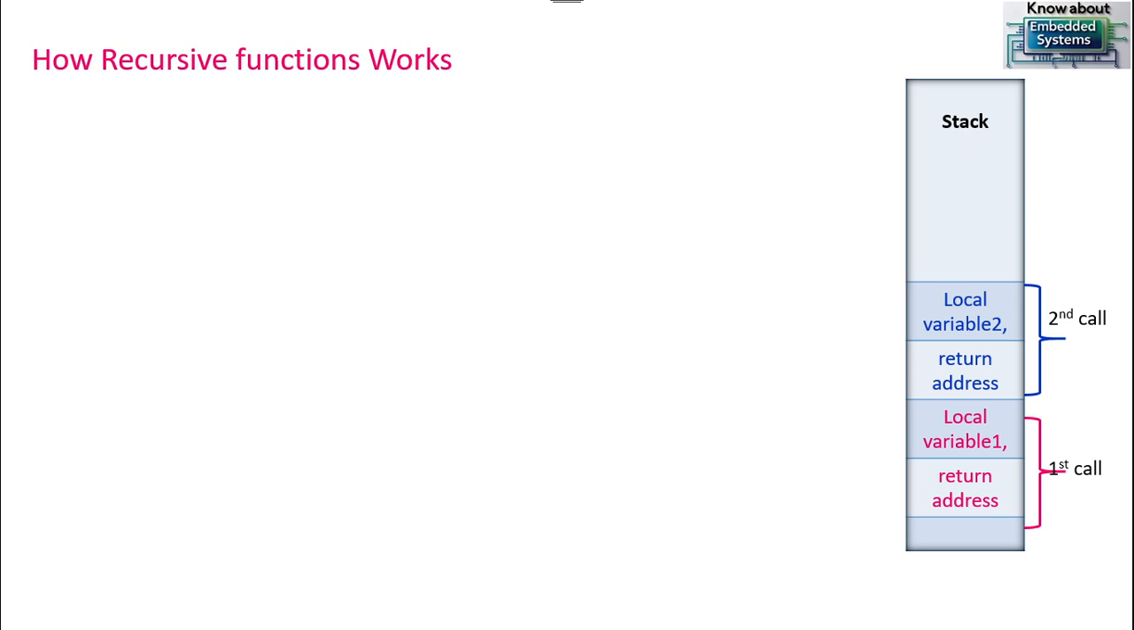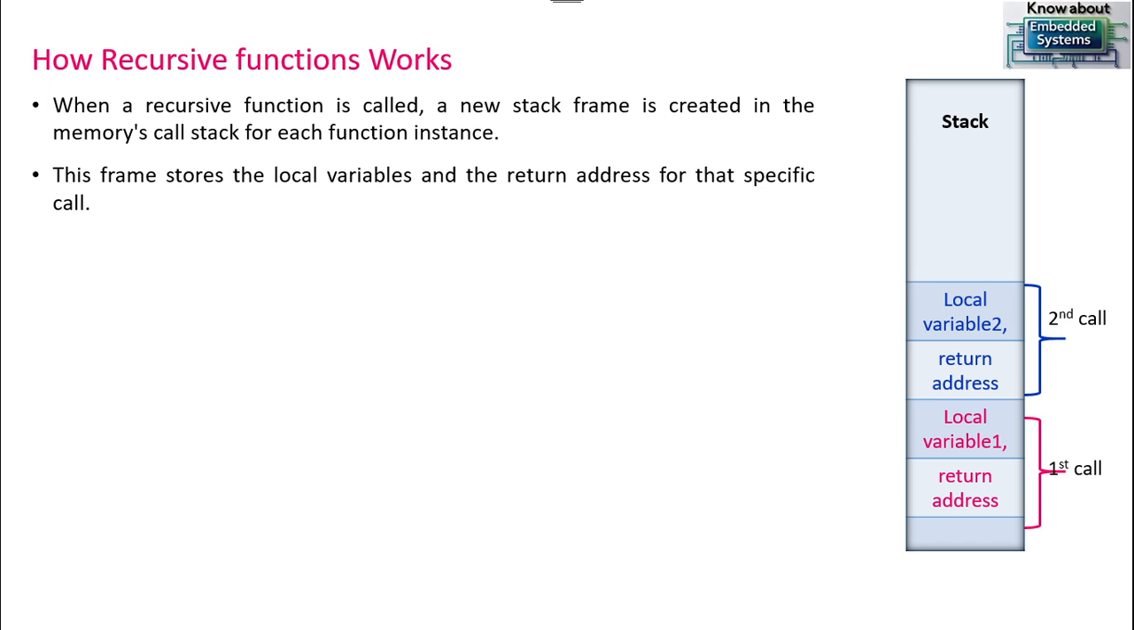In the recursive function, we have to understand how it works. That is also very important. When you are calling a recursive function, internally the compiler will create a stack for your recursive functions. When a recursive function is called, a new stack frame will be created in memory for each instance. This is very important. For every call, it is going to create one stack frame. You can see here, I have 2 stacks for 2 different instances. In this stack, it is going to store some of the local variables and the return address.